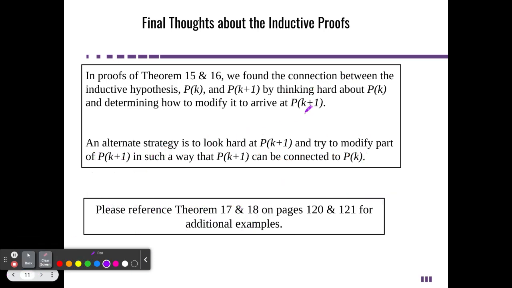In 15 and 16, we found the connection between the inductive hypothesis, so P of k, and P of k plus 1. By thinking hard about P of k and determining how to modify it to arrive at P of k plus 1, that helped us solve. An alternative strategy is to look hard at P of k plus 1 and try to modify part of it to connect back to P of k.